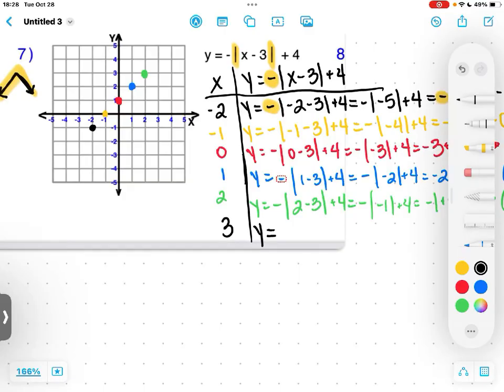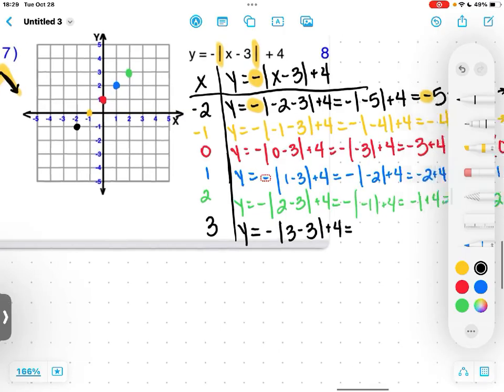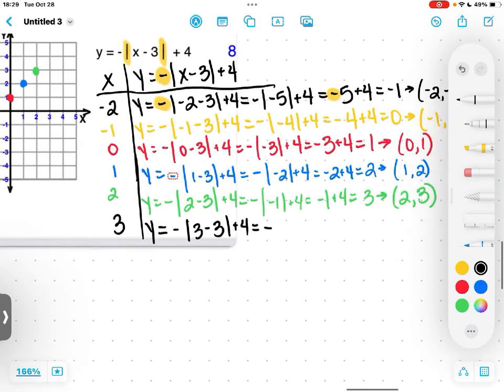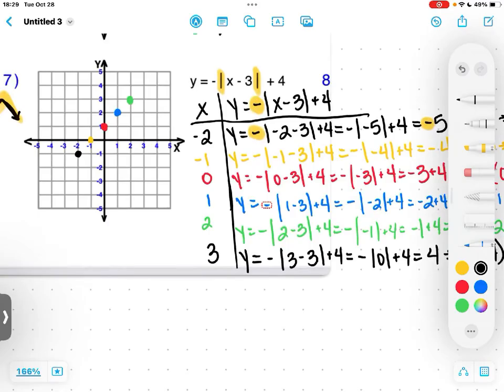So now I'm going to try out a 3. 3 equals, and then just do exactly what we have been doing until I get a V shape. You have to have a V shape for these graphs. You have to for absolute value. It will not be any other shape but a V. So just try out a couple different points. Like now I'm going to try out a 4. I still don't have a V shape, so I'm just trying out another point. y equals a negative absolute value of 4 minus 3 plus 4.